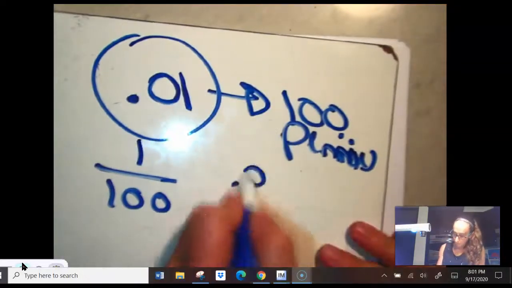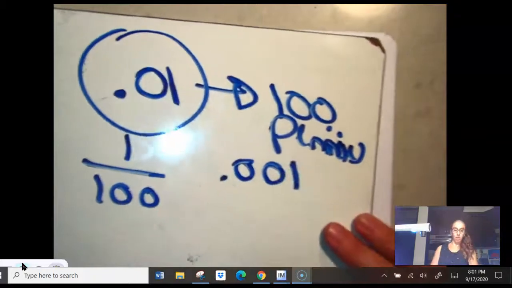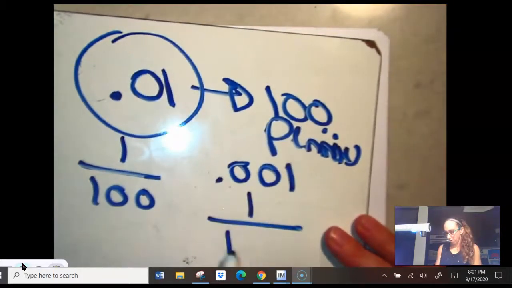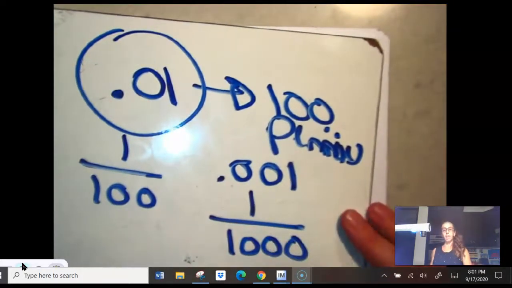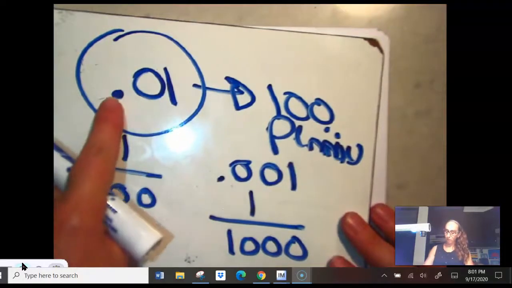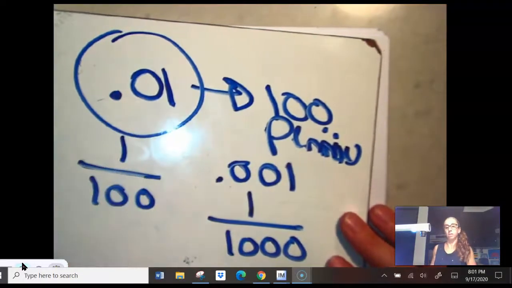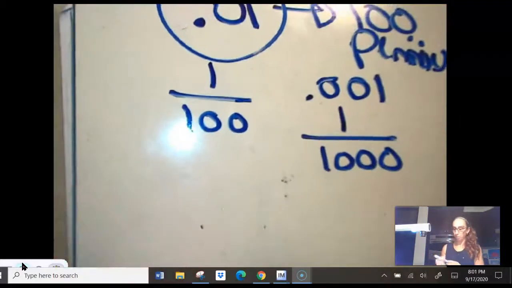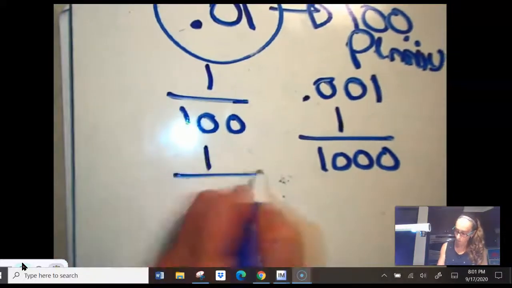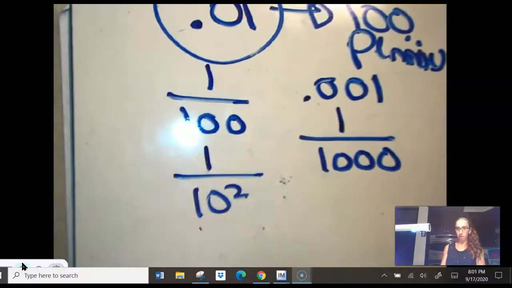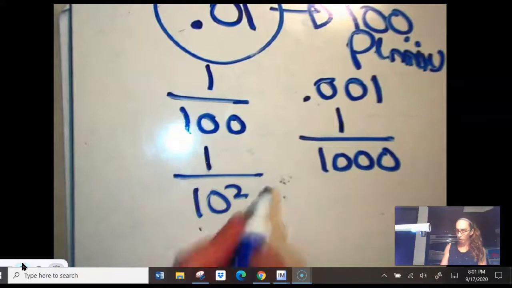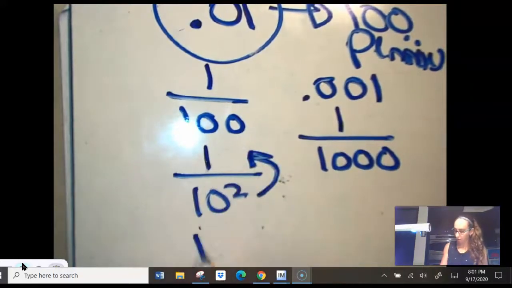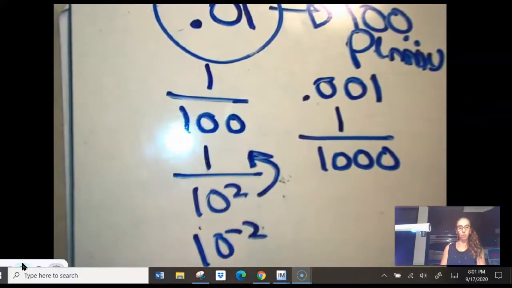So what if I had 0.001? What would that be? Well, that would be 1 out of 1,000, because it's less than a penny. So when you see this, this is 100ths. 1 out of 100. So that means this is going to step it up, 1 over 10 squared. But we haven't been dealing with fractions. If I brought this up here, this would be 10 to the negative 2.